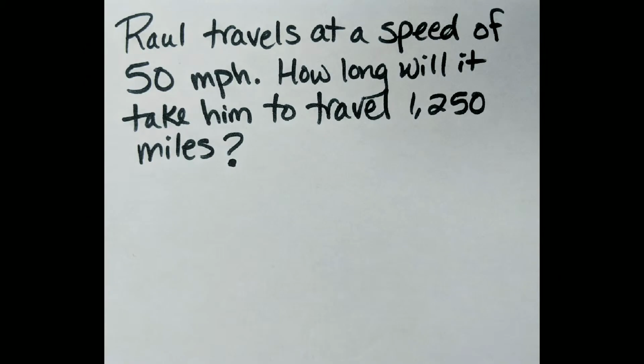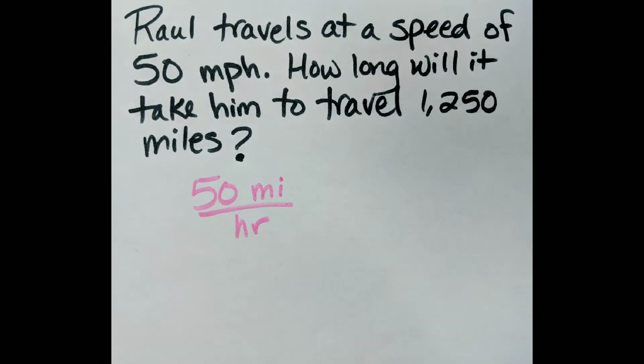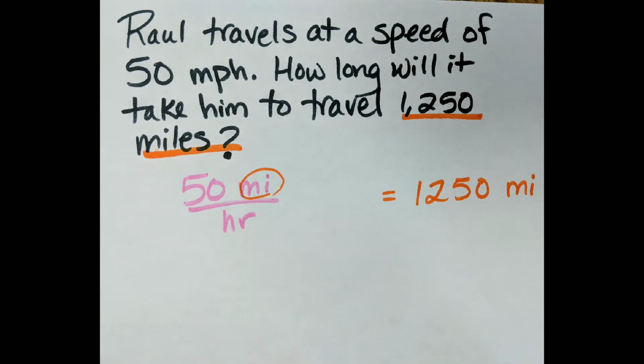In this next example, we're given the speed, and we want to find out how long it takes him to go a certain amount of miles. So we're given a distance, and we want to know the time.